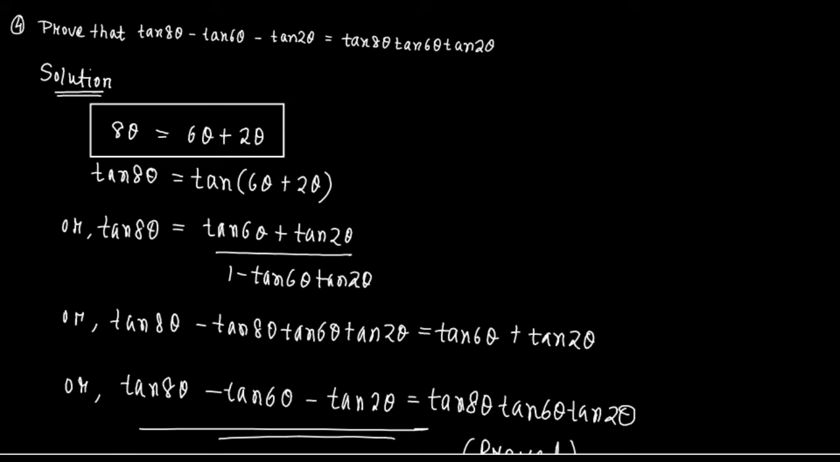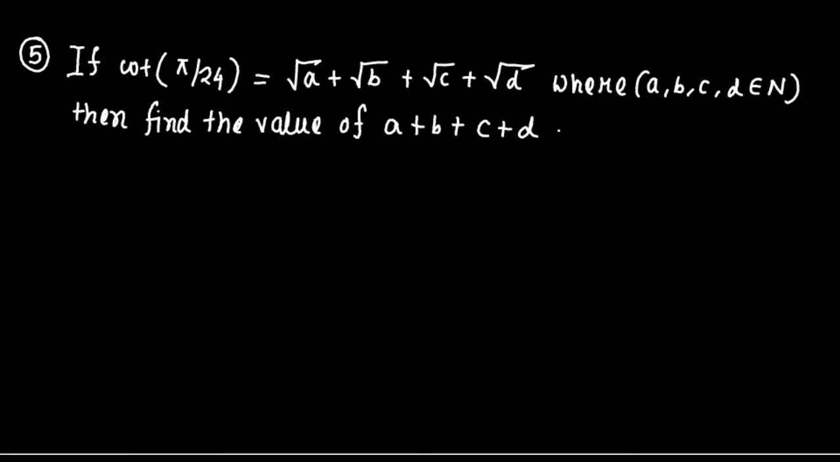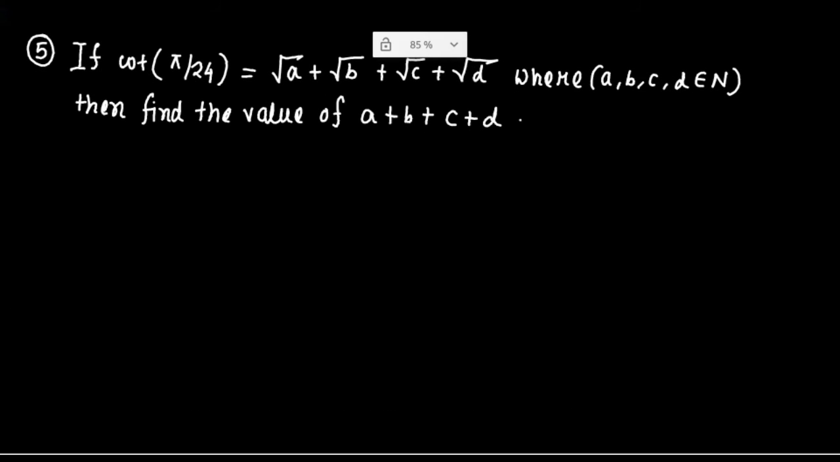Okay, that are given. Now we come to our last question of this session. So it is given like this, that if cot of pi by 24 is equal to root a plus root b plus root c plus root d, where a, b, c, d belong to the set of natural numbers, then find the value of a plus b plus c plus d. Okay.